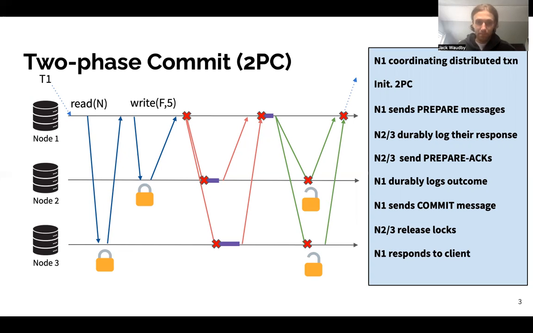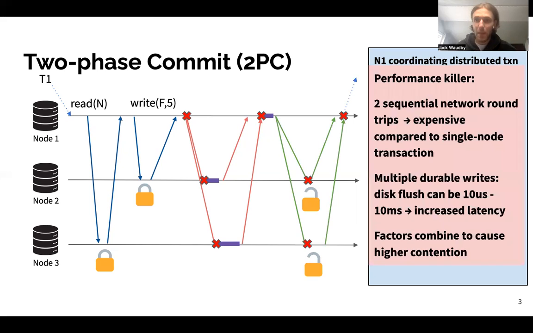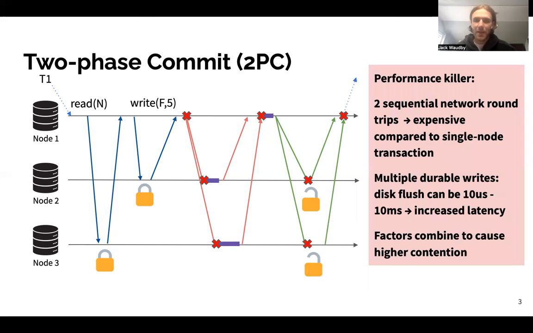Now, this approach is well established to be a bit of a performance killer in practice. The reason for this is that we have two sequential network round trips, which are very expensive compared to a single node transaction. Additionally, we also have multiple sequential durable writes in this execution, and a disk flush, depending on the hardware, can take anywhere between 10 microseconds and 10 milliseconds, which increases the latency of a transaction.